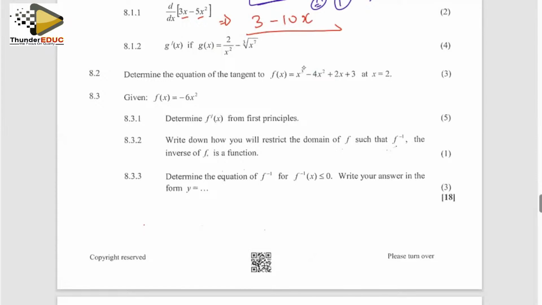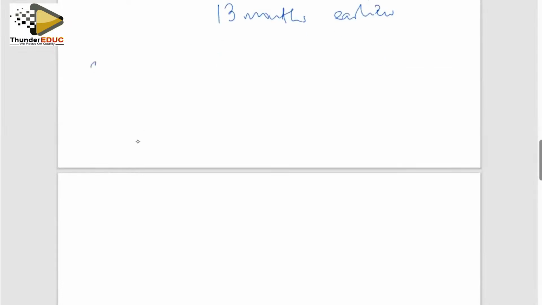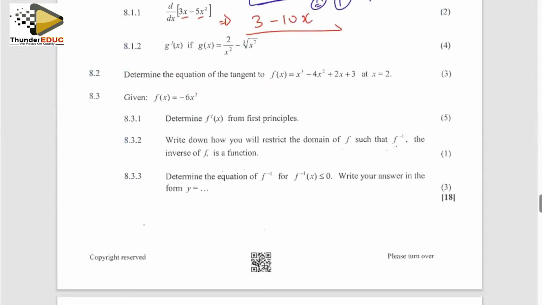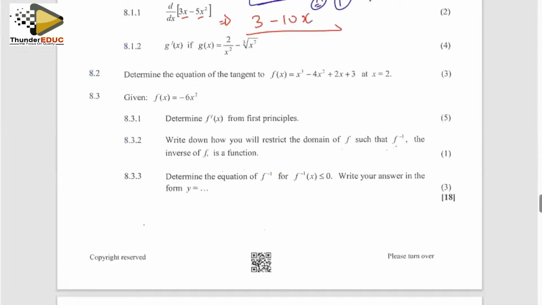And then 8.1.2, we have 2 over x squared minus the cube root of x to the 7. So we need to change this, take it on top, 2x to negative 2 minus cube root is going to be x to the 7 over 3. Then we start with the derivatives.